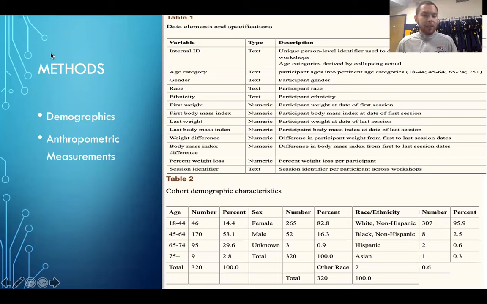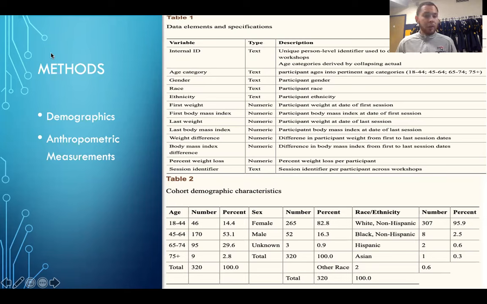First body mass index and the last body mass index kind of goes hand in hand with what I was just saying about weight. Weight difference, so the amount of weight lost, the body mass index difference, and then percent weight loss and session identifier. So that just tracks them throughout their different workshops.